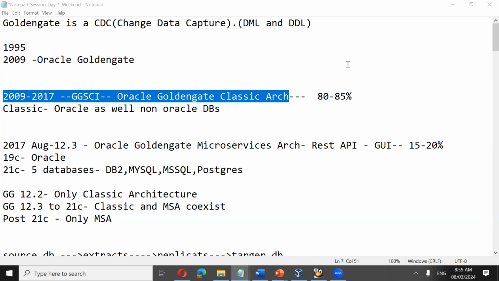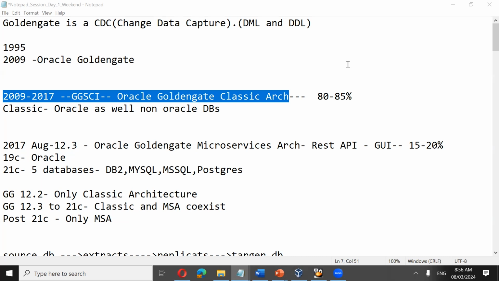So you can configure Goldengate from GGSCI. Now, until 2017, it was called Oracle Goldengate. In 2017, Oracle renamed it to Oracle Goldengate Classic Architecture. Classic Architecture allows you to set up, manage, troubleshoot, and configure Goldengate through GGSCI. GGSCI is a command prompt, completely command prompt.